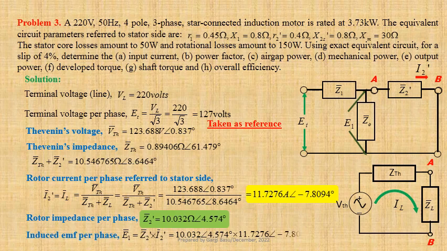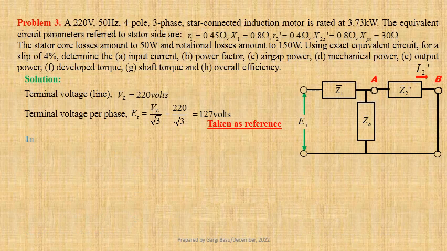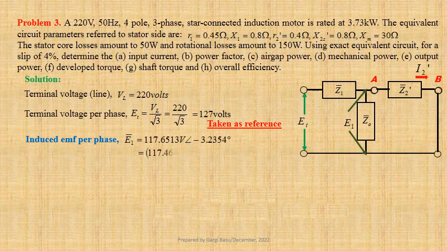11.7276 at an angle minus 7.8094 degree. That gives us 117.6513 volt at an angle minus 3.2354 degree. We have obtained induced EMF per phase E1 equals 117.6513 volt at an angle minus 3.2354 degree. This may be written in Cartesian form as 117.464 minus J times 6.64 volt.